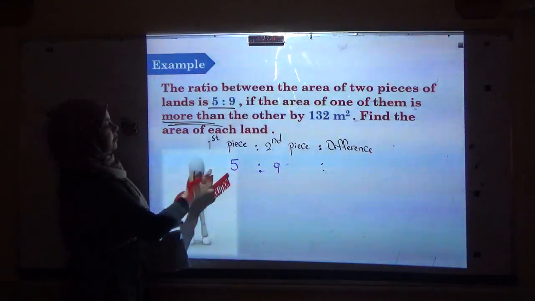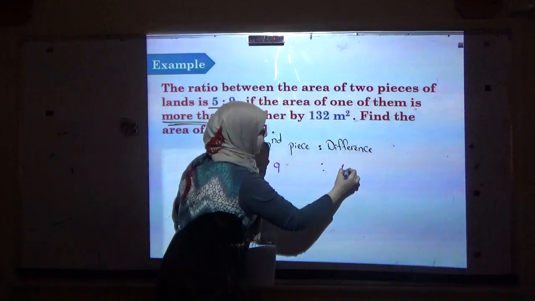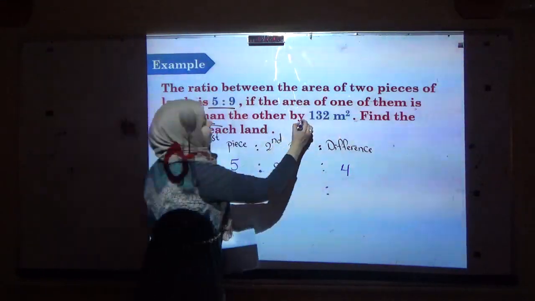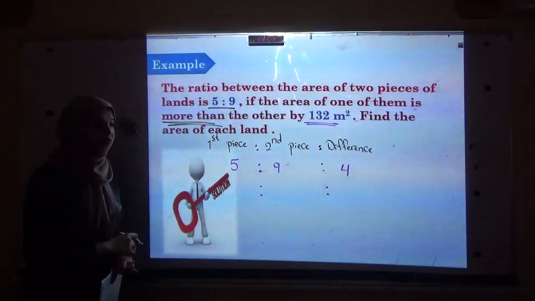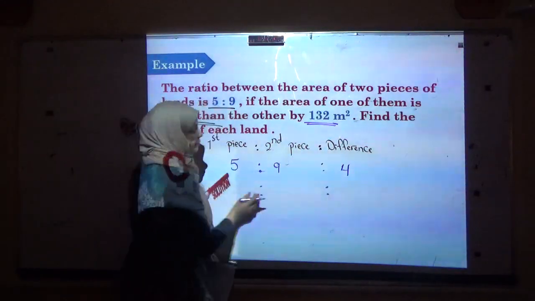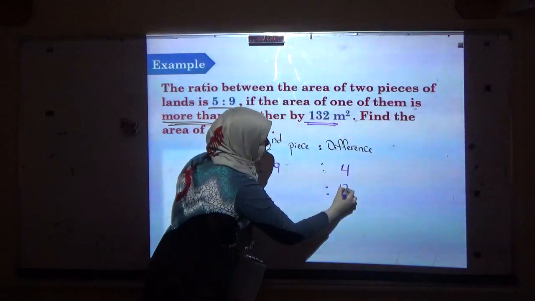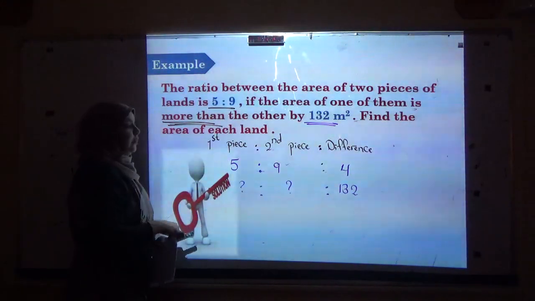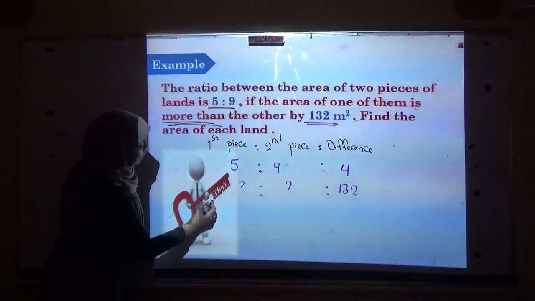And the difference between 5 and 9 is 4. Okay? And the real difference is 132 meters squared. So put the real difference in the third line, 132. Now we can make cross multiplication to find the area of each piece.